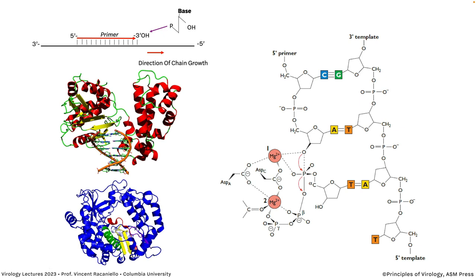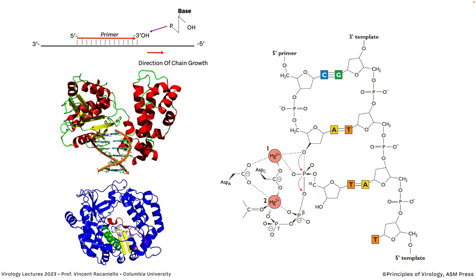It's a two-metal catalyzed synthesis where you have a template, complementary bases are added, and then two aspartates in the active site at the top of the polymerase coordinate two magnesium ions, which in turn hold the phosphates so that the reaction can occur that takes off two and joins the third phosphate to the next base. Same mechanism as we talked about for RNA polymerase, two metal catalysis.